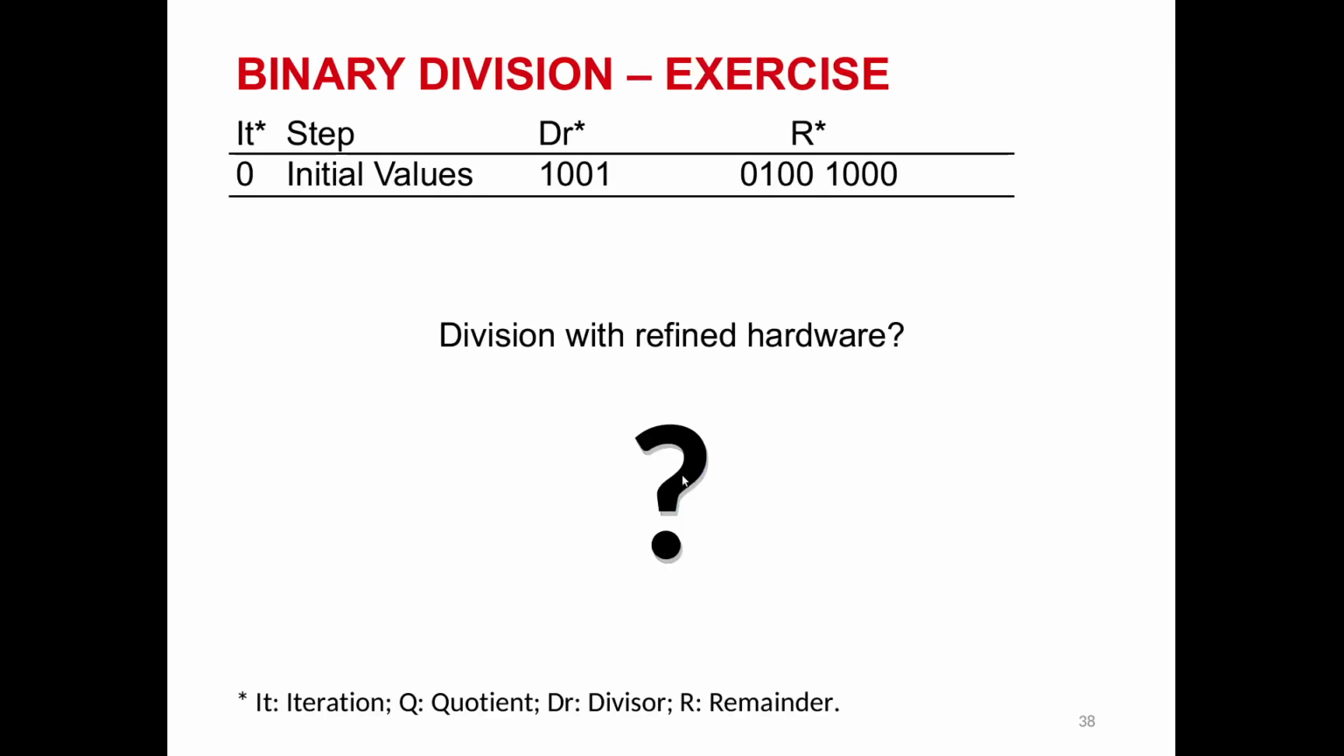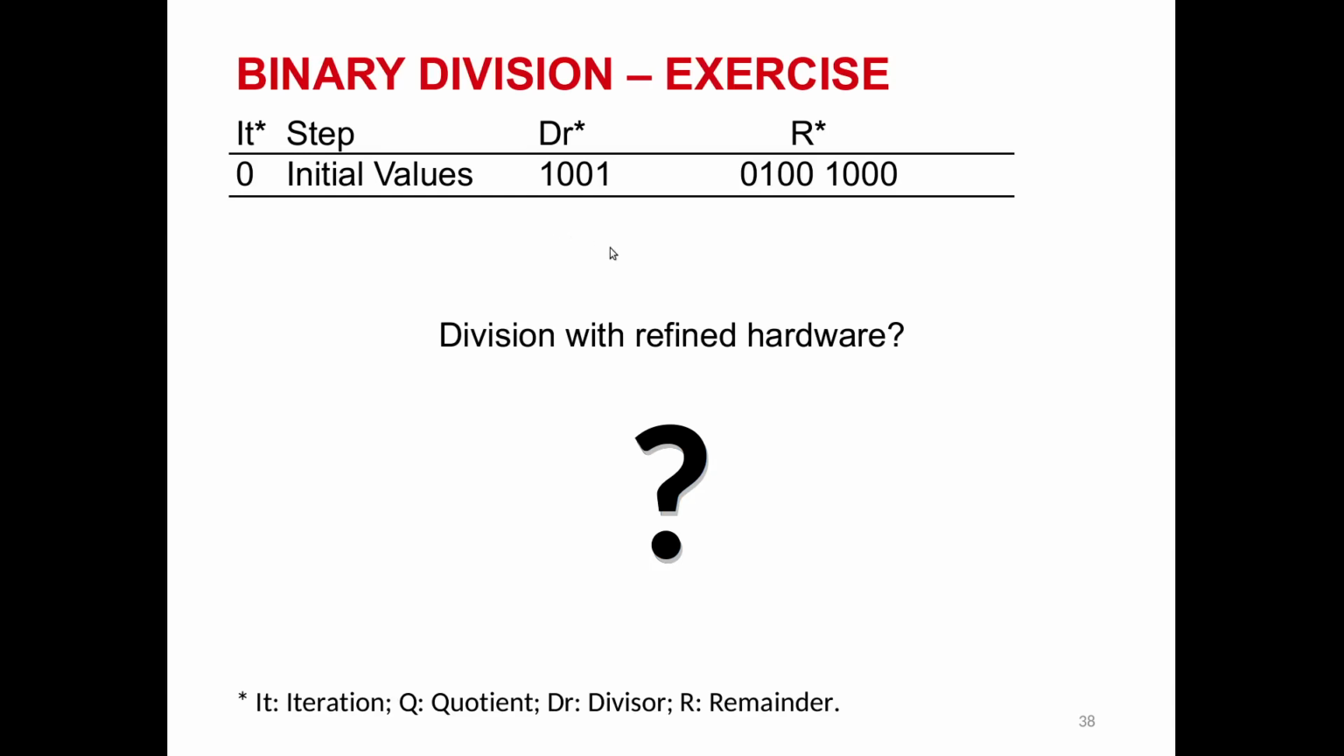And so here we will have an exercise. We have an initial value for the divisor, the initial value for the dividend or the remainder, and you need to do it yourself.